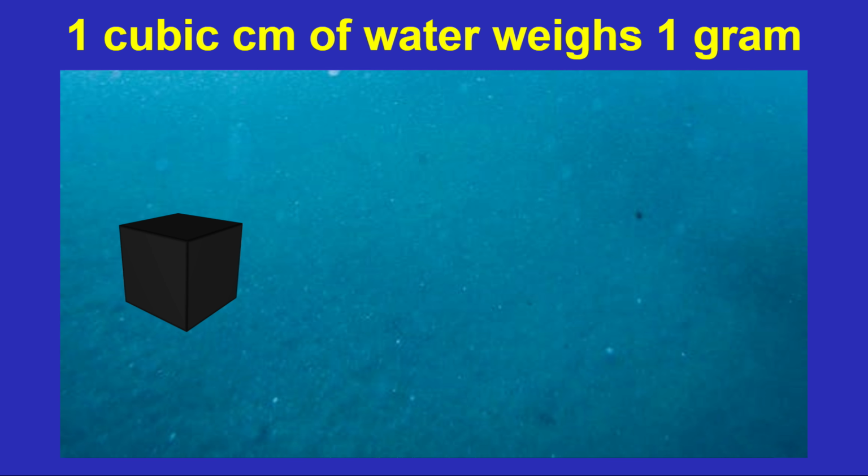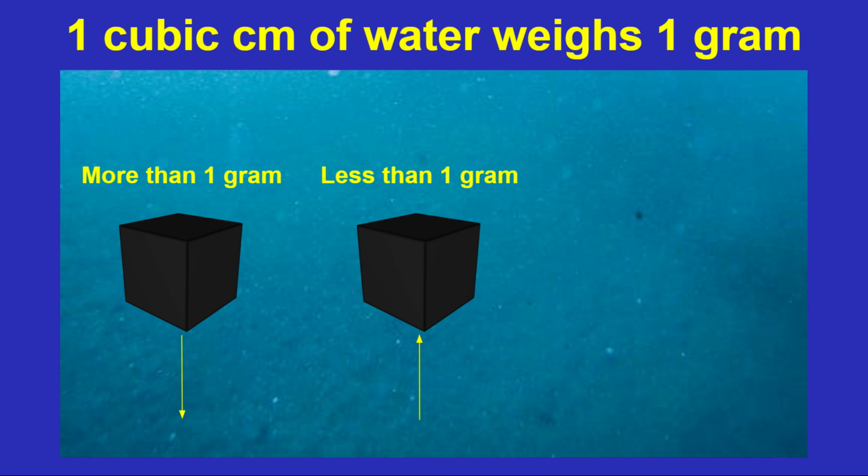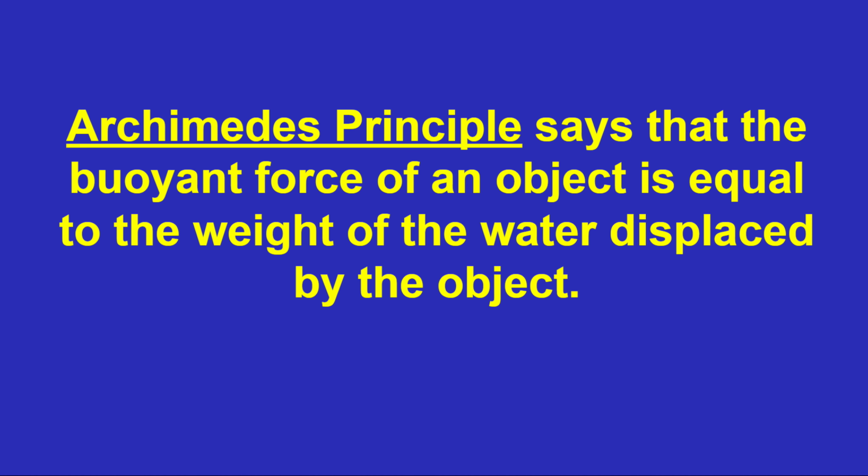So if this black cube weighs more than 1 gram, then it's heavier than the water and it's going to sink. If that black cube weighs less than 1 gram, it's lighter than the same volume of water and it will float. And if it is exactly 1 gram, then it won't sink or float. It'll just kind of sit there suspended in the water. So that's what Archimedes' principle is saying when it says that the buoyant force of an object is equal to the weight of the water displaced by that object.